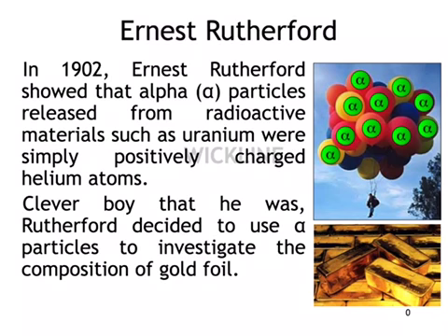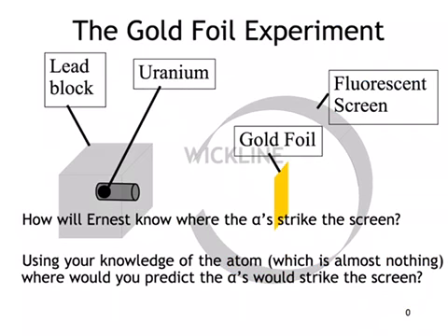So some of the background is that he used alpha particles, which were being ejected from these radioactive materials like uranium, and they were shooting out these positively charged alpha particles. He used those to investigate the composition of gold. So this is the basic setup of his original experiment.